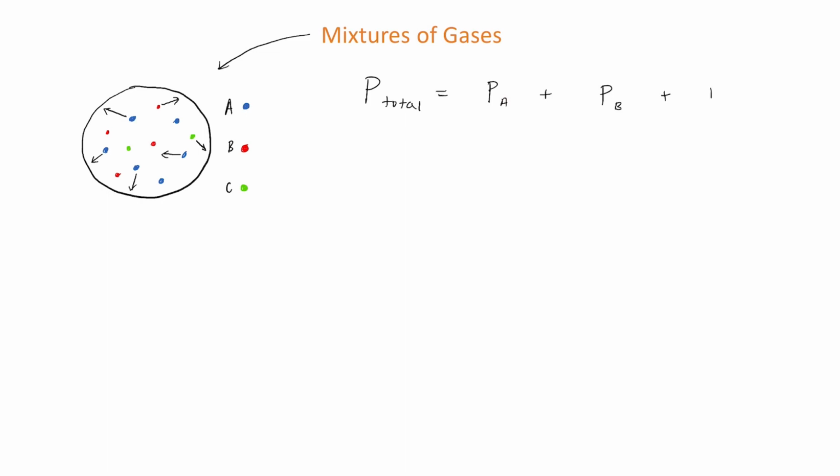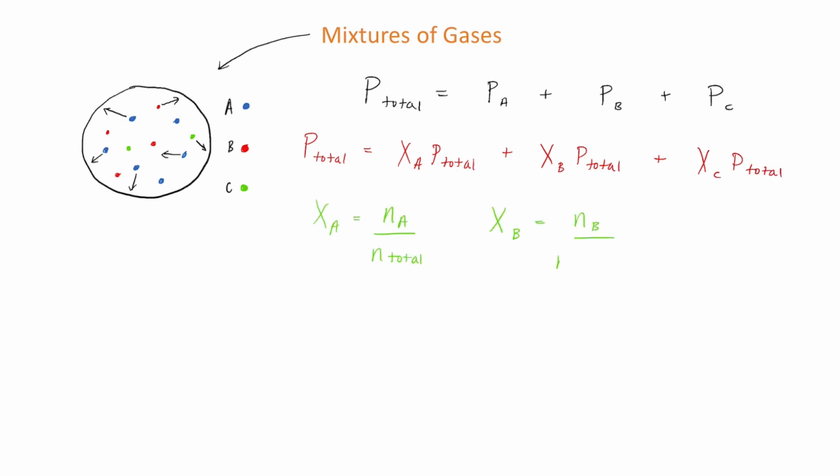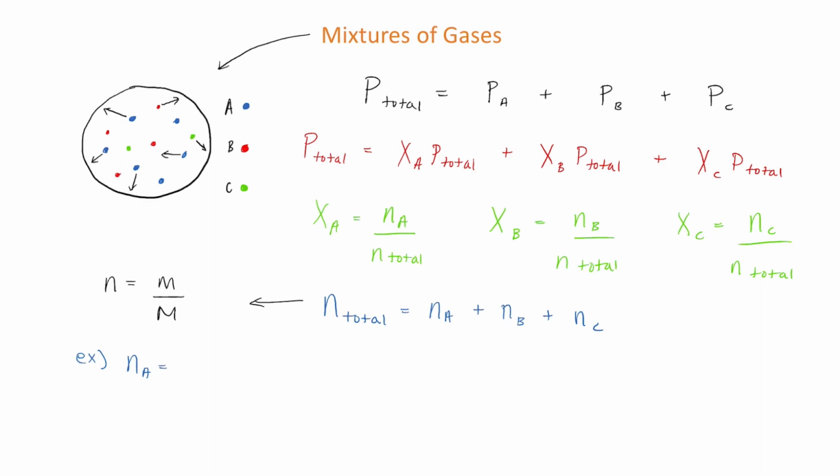We learned that the total pressure for a mixture of gases is equal to the sum of all the partial pressures of those gases. We also learned that if we want to calculate the partial pressure for a gas, we can use mole fractions. And we can solve for mole fractions by taking the number of moles of one of the gases and dividing it by the number of moles of all the gases in the mixture. And now remember, how do you find the number of moles? Well, you can use this equation, which says the number of moles is equal to the mass of the gas divided by the gas's molecular weight.